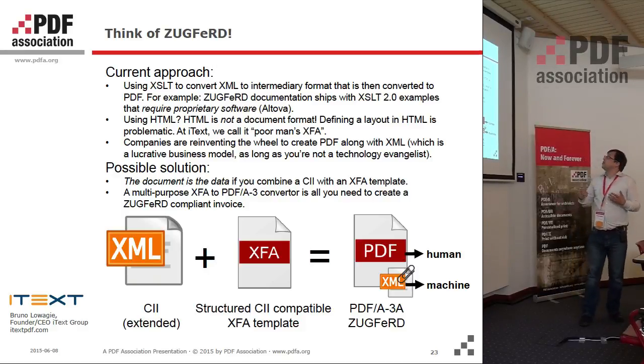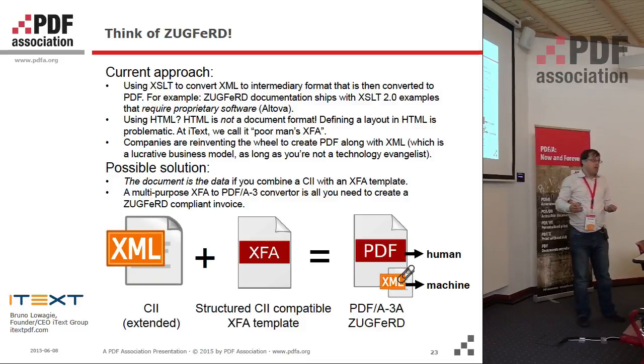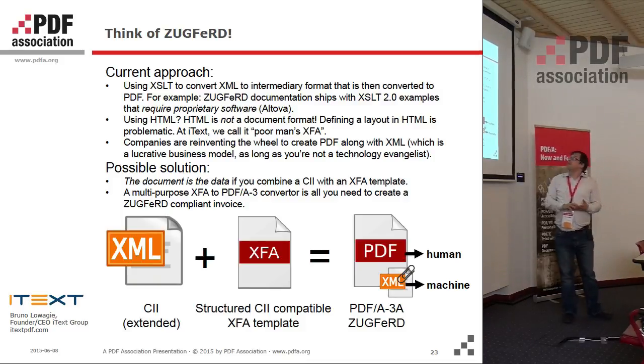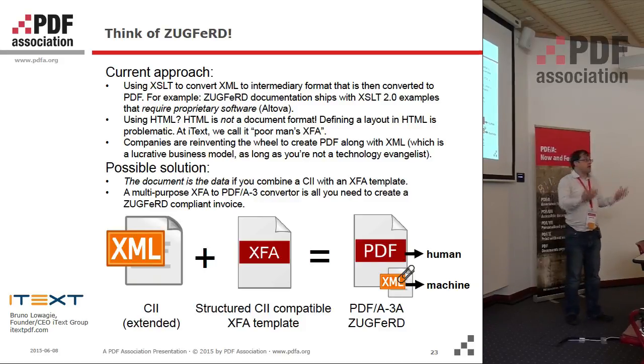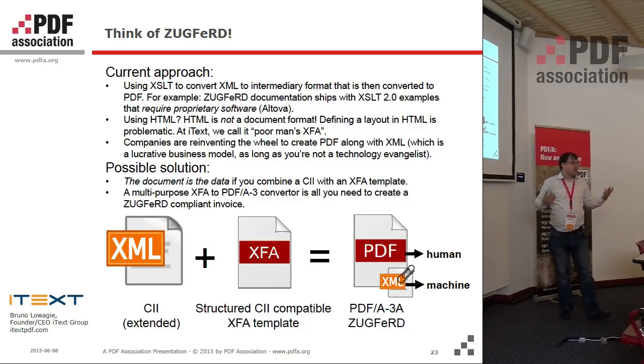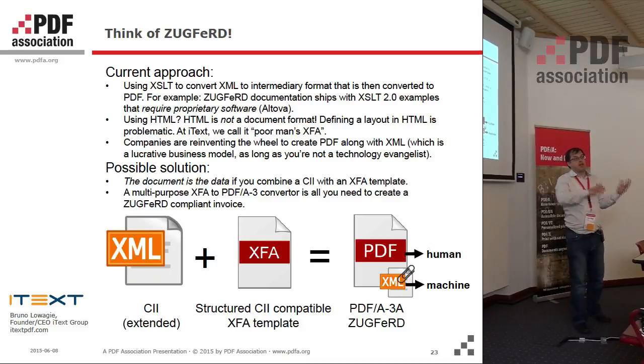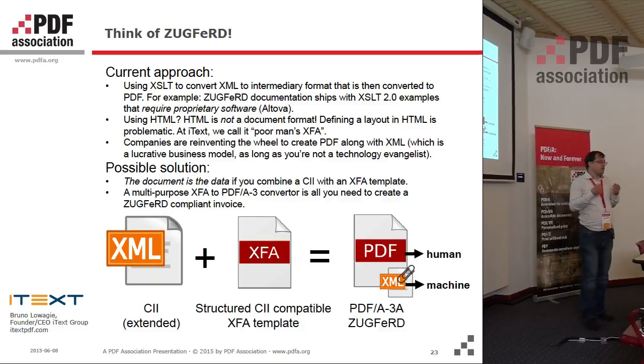The ZUGFeRD documentation comes with an XSLT 2.0 example, but that example requires proprietary software. You cannot use this XSLT without purchasing an Altova license. And then you have some intermediate format, and you don't have a PDF yet. Using HTML, well, at iText we call HTML for templating a poor man's XFA. So we have XML Worker that can convert HTML to PDF, but HTML and CSS aren't really sufficient for the needs of our customers. They want to make sure that everything is at the correct millimeter and that the right font is used and so on. And so they prefer XFA.